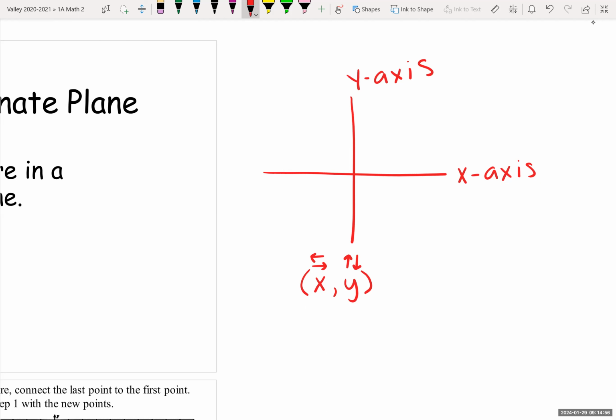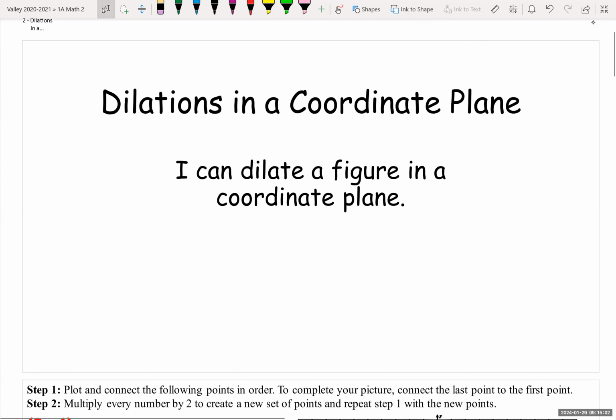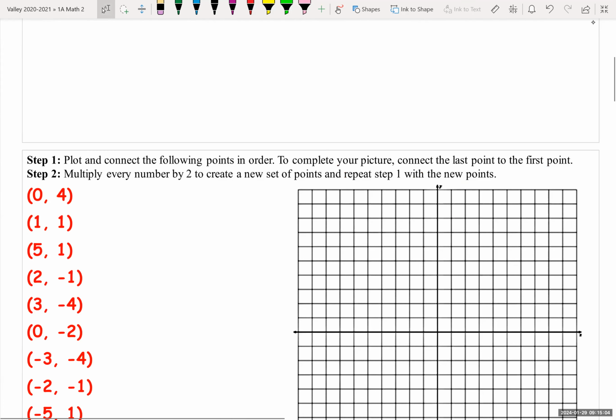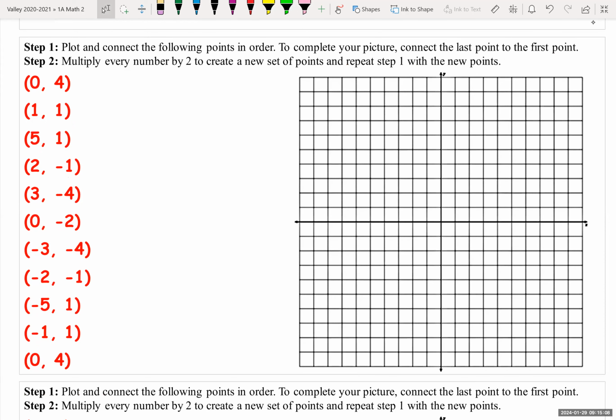All right, so we're going to use that. And first thing we're going to do is graph all of the points that are on your paper. So let's read the directions and it will kind of tell us. It says plot and connect the following points in order to complete your picture. Connect the last point to the first point. So that's what we're going to do, is just step one. We're going to just plot each one of these numbers. So this is just the front side of your paper.